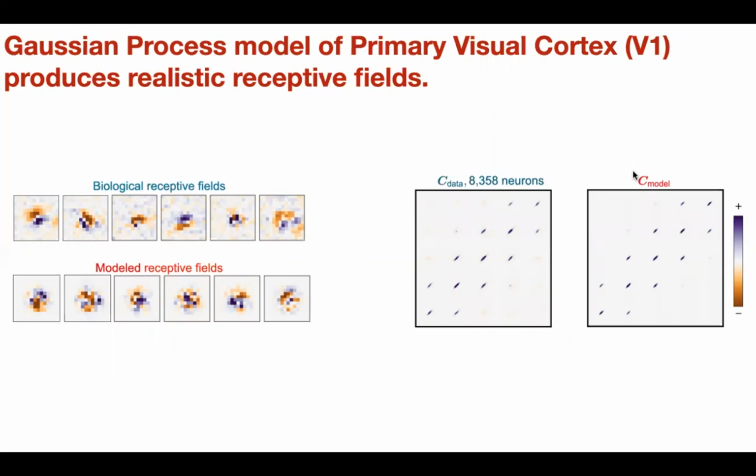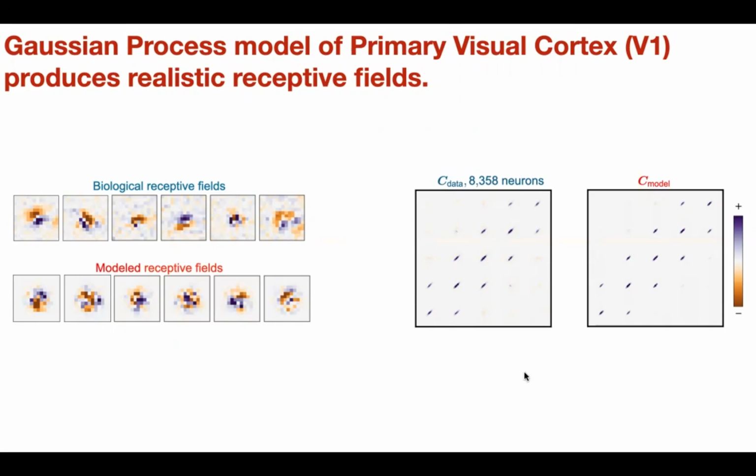So we're modeling the receptive fields of simple cells in V1. On the left, I'm showing you some example receptive fields. So here are six examples at the top. Notice that these receptive fields have distinct excitatory and inhibitory regions. They're localized to some space in the visual field, and they are selective to orientation and spatial frequency. Now at the bottom, I'm showing examples from some receptive fields sampled from our model. And they actually look quite similar visually to the data.